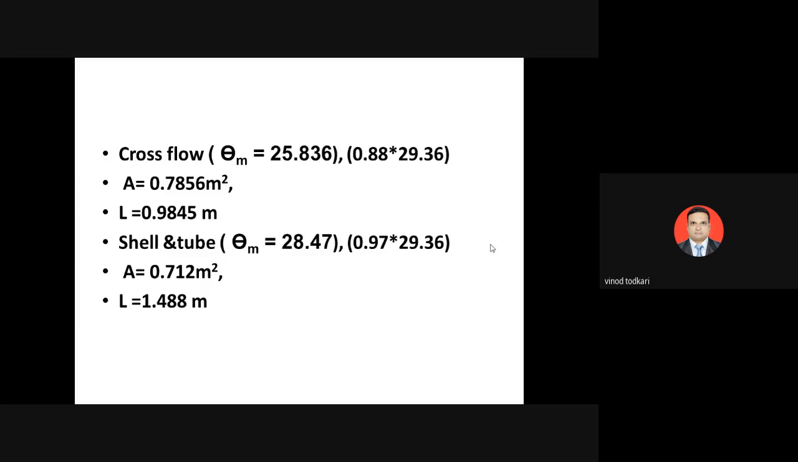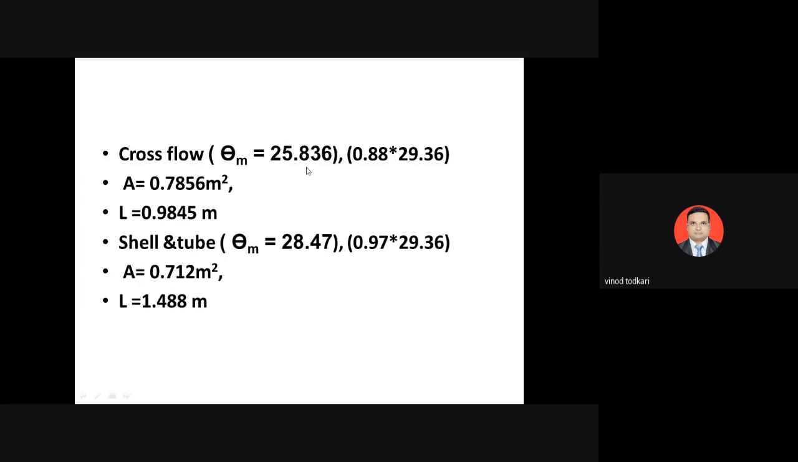Right now, theta m for counter flow, as we just worked out, was 29.36. So if we apply the correction factor, in the numerical it was given that for the cross flow heat exchanger the correction factor is 0.88. So if you multiply this by this, you will get the answer as 25.836. So theta m for cross flow in the present case is this.